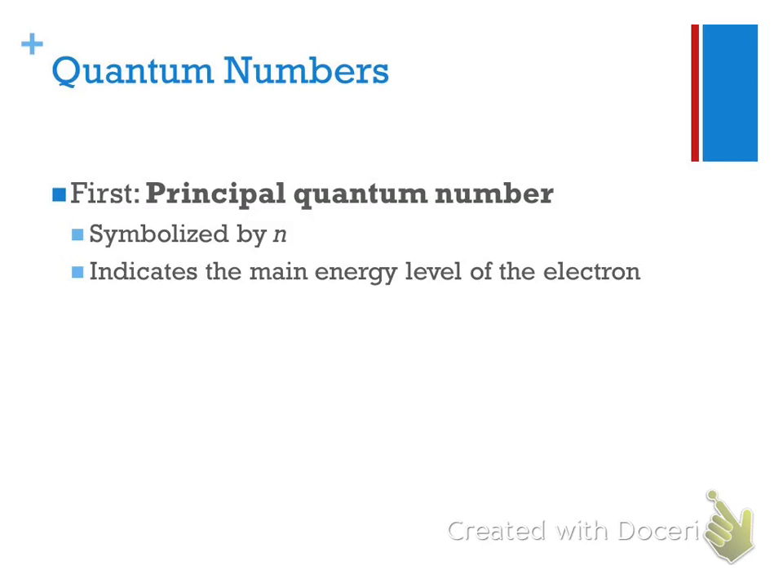So what this principal quantum number tells us is the main energy level of the electron. It basically tells us how far away from the nucleus that electron is. Okay, what level is it at? How far away from the nucleus are we?